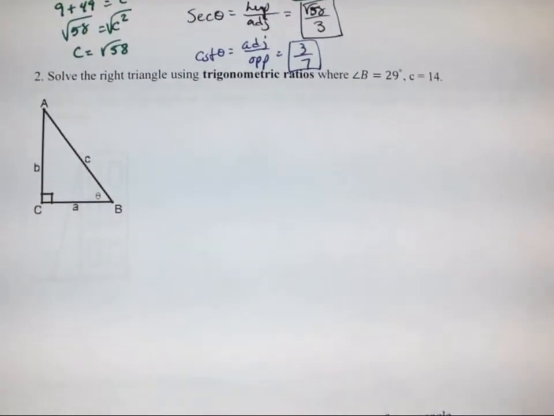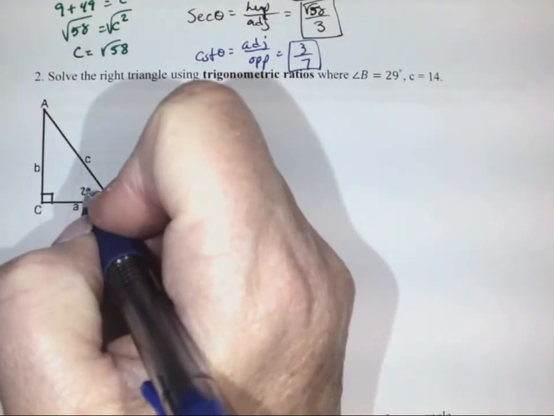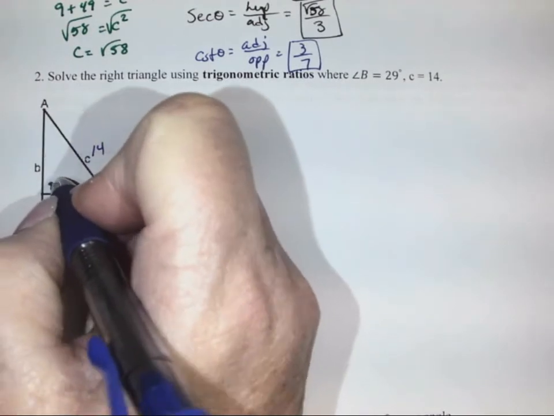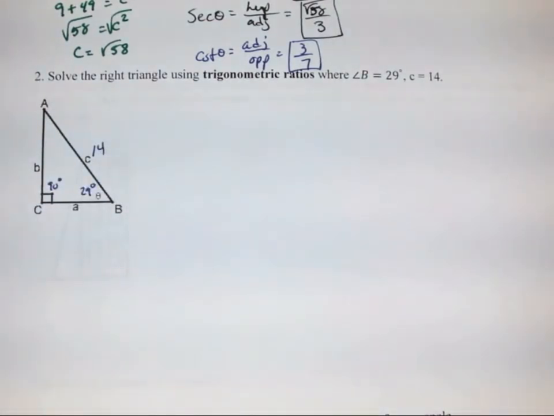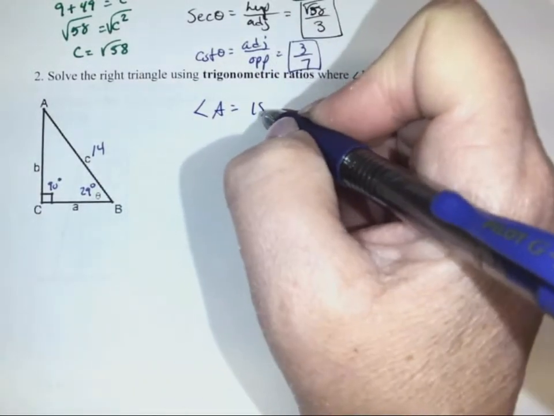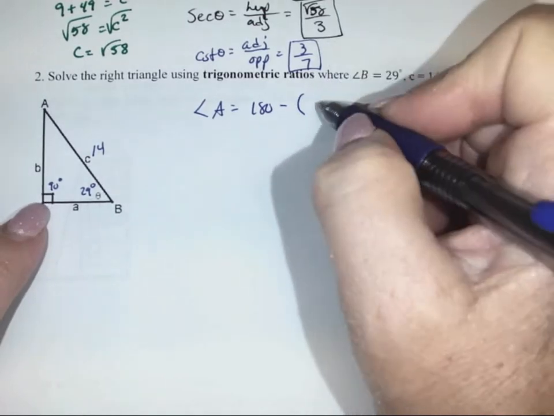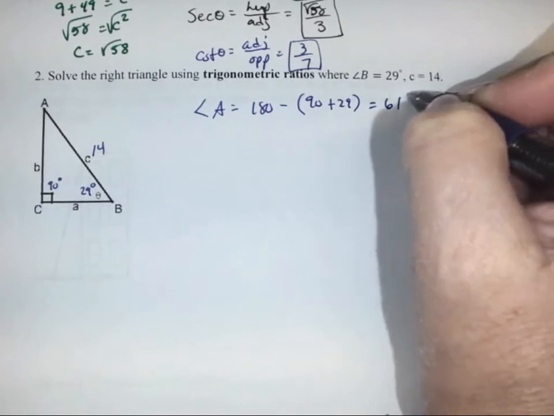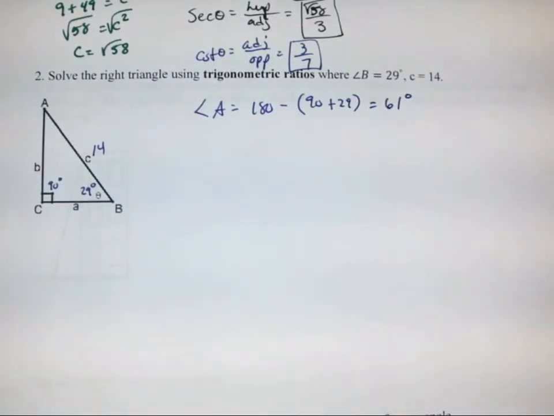All right, now we're going to solve the right triangle using those trig ratios. And we've been given a few things. We've been told that angle B is 29 degrees and C is equal to 14. And of course we know that the right triangle has a 90-degree angle. So if we're looking to solve the triangle, remember there are 6 parts, 3 angles and 3 sides. So let's go find angle A. Angle A would be equal to 180 minus our 90-degree angle and our 29-degree angle, which will get us 61 degrees. So that's the easy part right there.